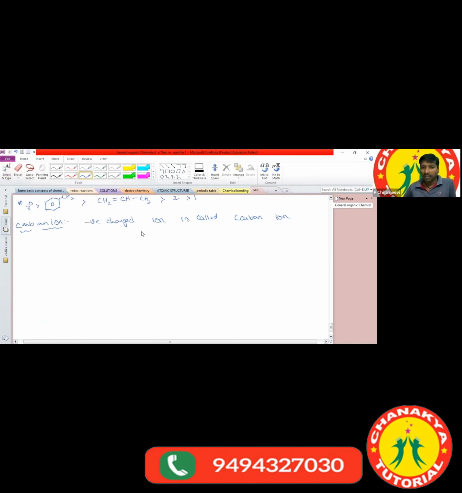A carbanion is obtained by unsymmetrical cleavage. How can we write this? CH3 minus, I am writing here. This we call a methyl carbanion. What is the hybridization of the methyl carbanion? It exhibits sp3 hybridization. How do we know it is sp3? It has 3 bond pairs of electrons plus 1 lone pair of electrons, so it exhibits sp3 hybridization. And the shape of the carbanion is pyramidal.